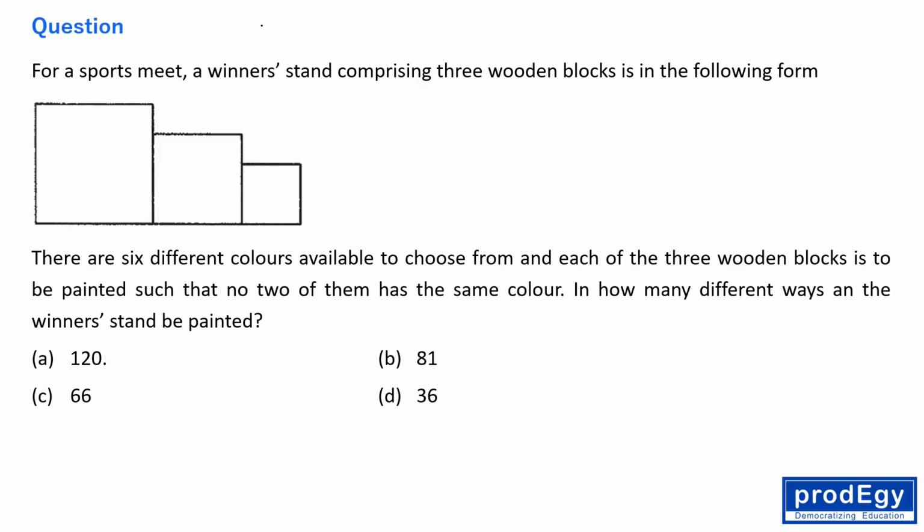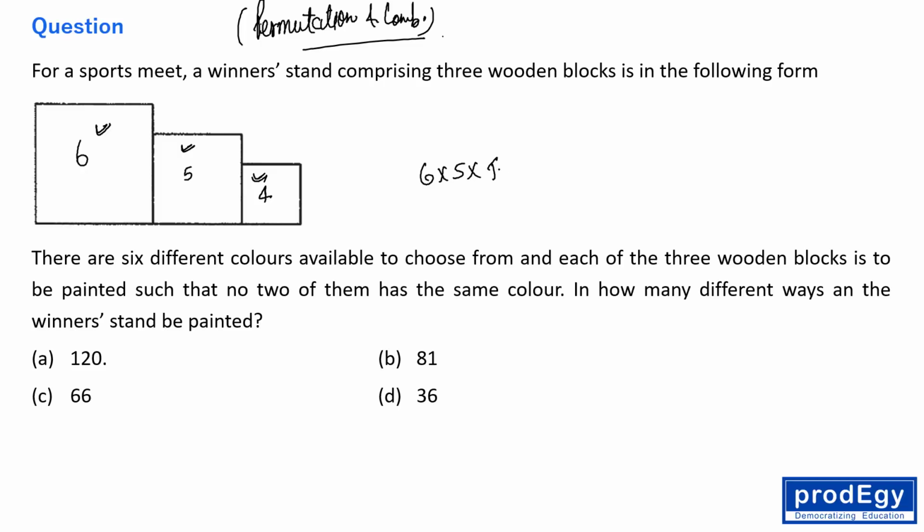See, this question belongs to permutation and combination, right? So for painting this block, we have 6 choices. Now here we have 5 choices because we can't use the same color again. So here we have 4 choices, right? So the answer is 6 into 5 into 4. This is 120, right?